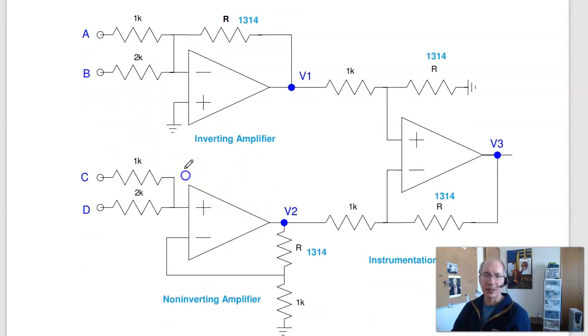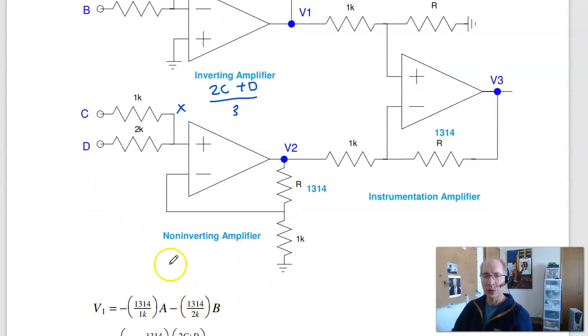V2, this is X, and this is a weighted average. So it's going to be 2 times C plus D. Add the coefficients, I get 3. So this is 2/3 C plus 1/3 D. Times 1 plus the ratio. 1 plus R over 1K. So that'll be V2 times 1 plus R over 1K.